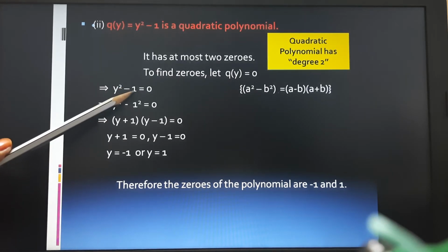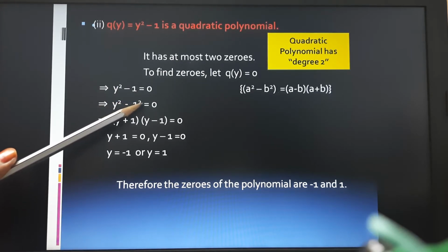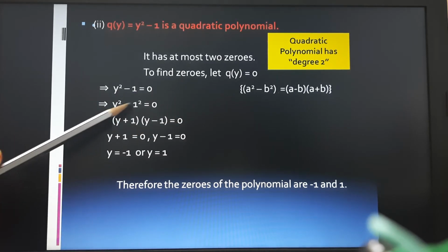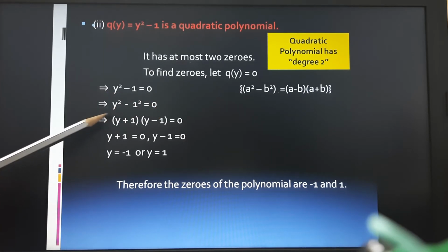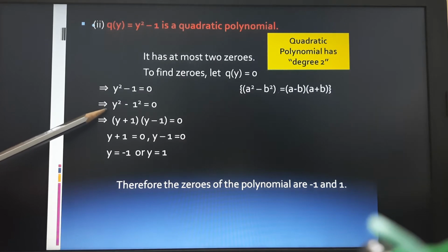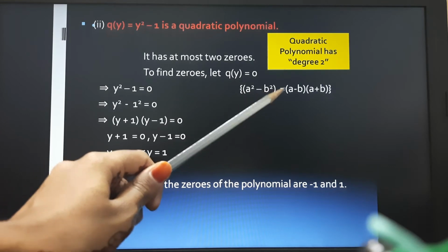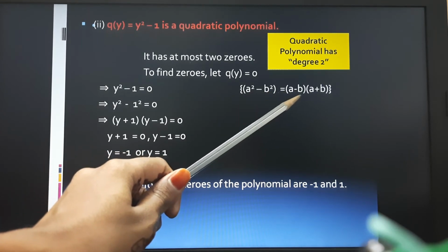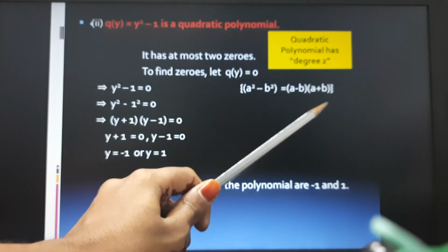So we can write this as y square minus 1 square is equal to 0. Just observe this. Is this related to any identity? Yes. In the previous class, in 9th class, you learnt algebraic identities, right? In that identity, you have a square minus b square, which is equal to a minus b into a plus b, or either you can say a plus b into a minus b.